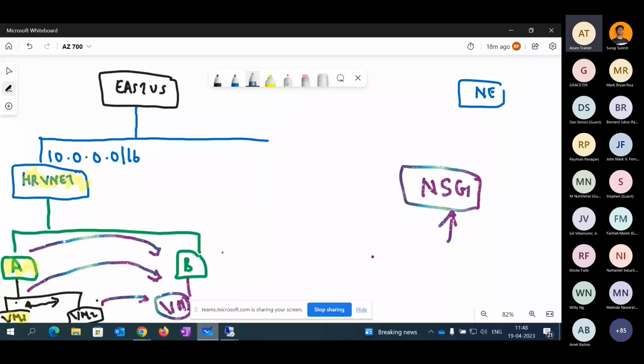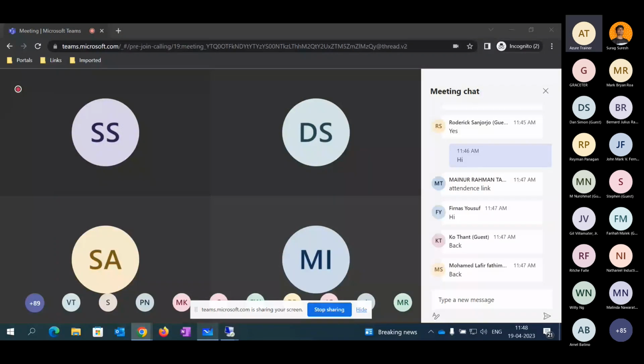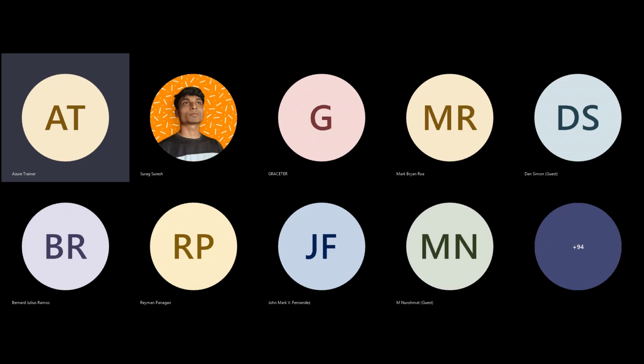Now, let me give you a second scenario here. I have another VNet, the HR VNet, configured in East US. On the same region, you may remember we created one more network, right? Before the break, we had a couple of VMs configured in the same network. I remember we had one more network available in the region.